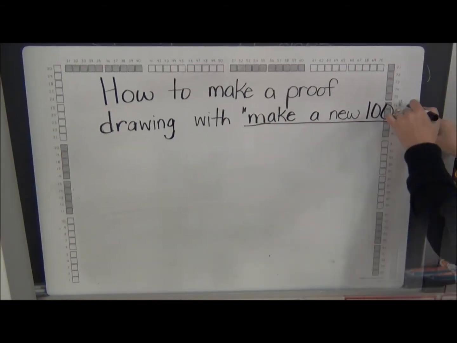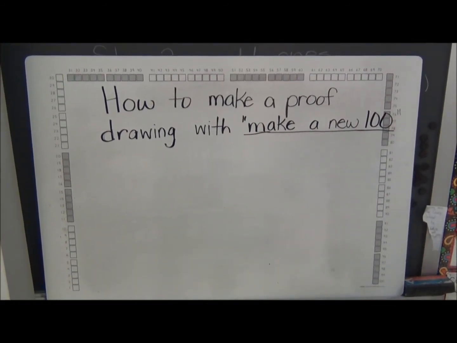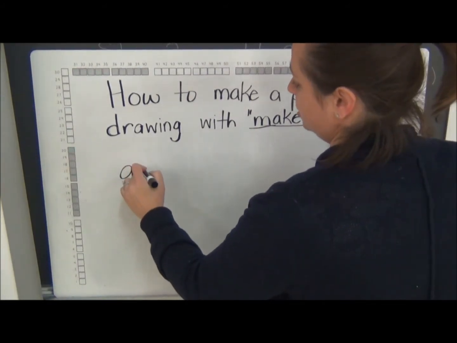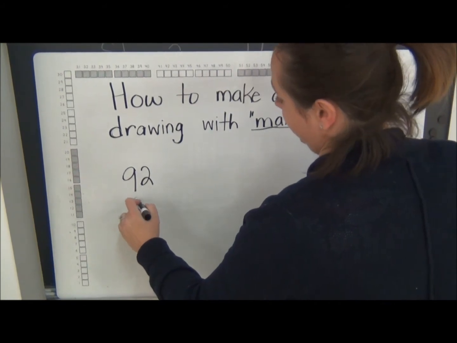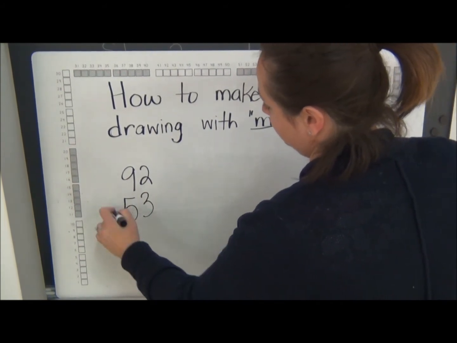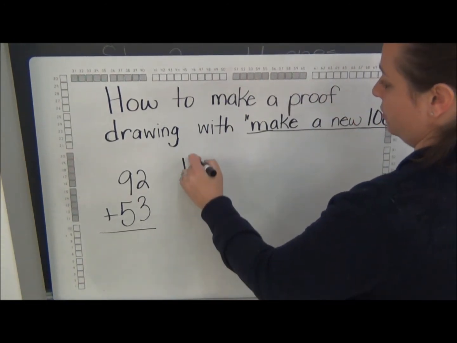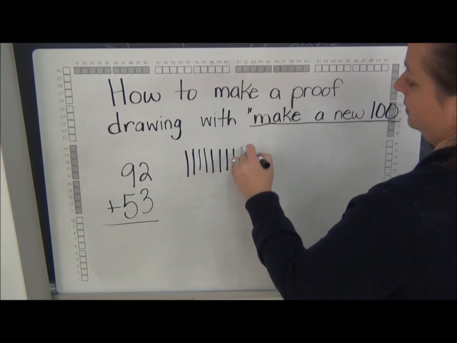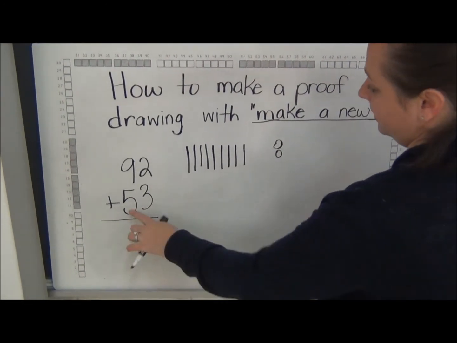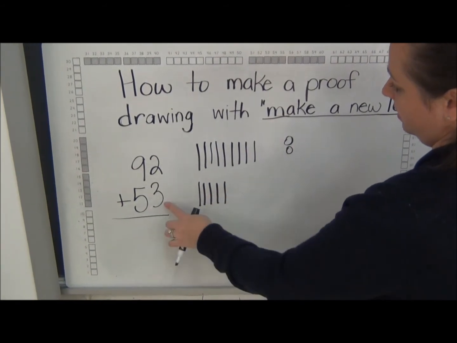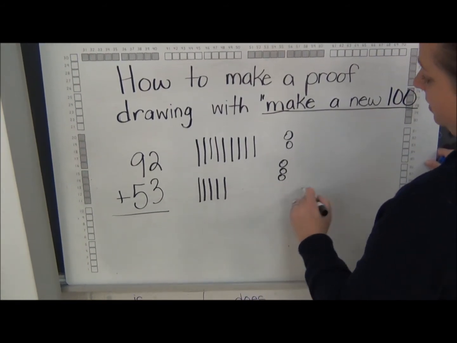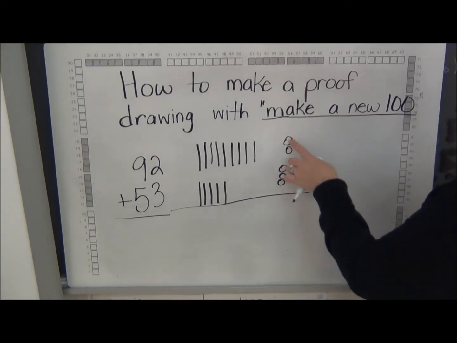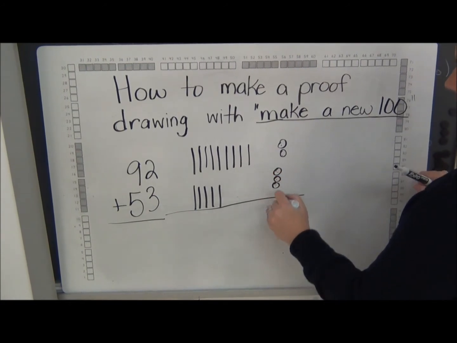So the last strategy is to do the proof drawing and use make a new 100. If you're adding two-digit numbers that are higher, after you still need to do the proof drawing. So you would draw your 10s, which is 10, 20, 30, 40, 50, 60, 70, 80, 90, and your 2 1s, and then your 50 and your 3 1s. You add them up. The students will count their 1s, same as they did before. 1, 2, 3, 4, 5.